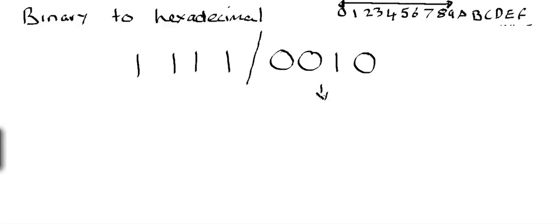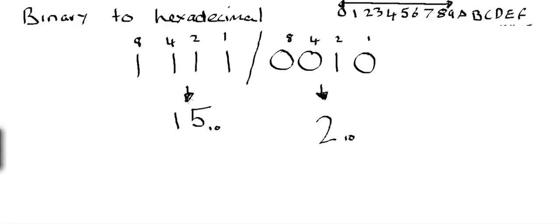So if we deal with this one first, we first convert it into a decimal. So we have 1, 2, 4 and 8. We've got 1, 2, so we know that that number is 2 in decimal. We then convert this one, so we have 8, 4, 2 and 1, and we've got all of them, so 8 plus 4 is 12, plus 2 is 14, plus another one is 15 in decimal. So we can then convert that into hexadecimal.